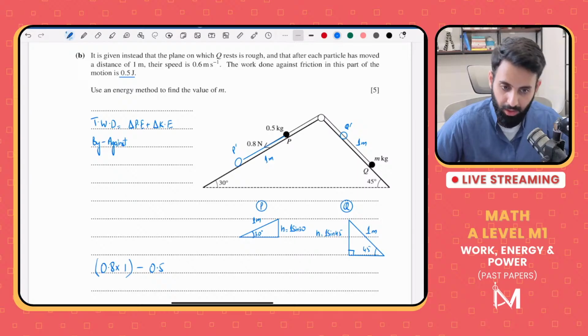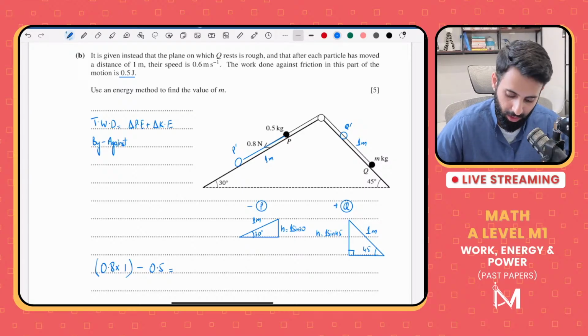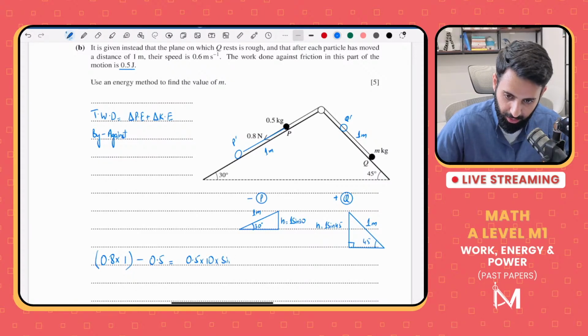Is equal to change in potential energy. Now, as far as P is considered, P loses potential energy. As far as Q is considered, Q gains potential energy. Now, what would be the loss in potential energy for P? That would be 0.5 times 10 times 1 sine 30, or simply sine 30.